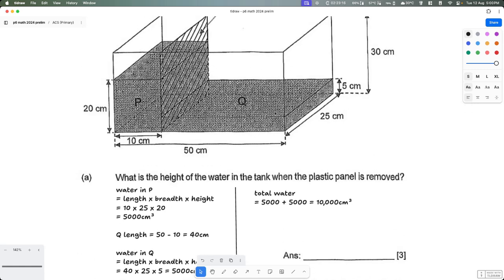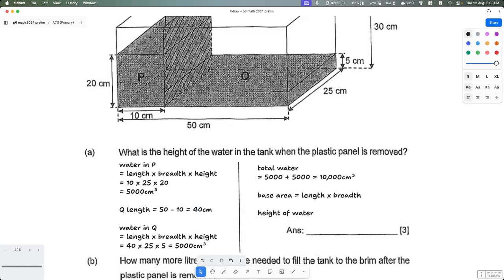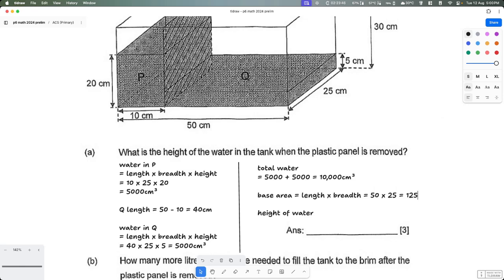Right, so now we know that. To get the height of water, we need to get the base area. Base area is equal to length times breadth. Base area is equal to 50 times 25, which will be 1,250 centimeter square.